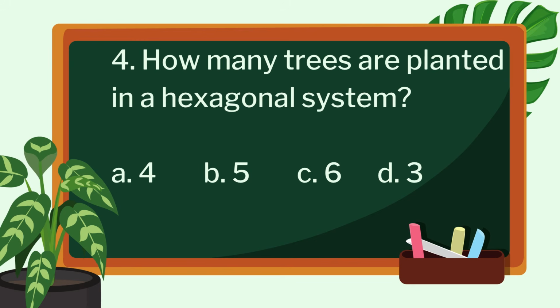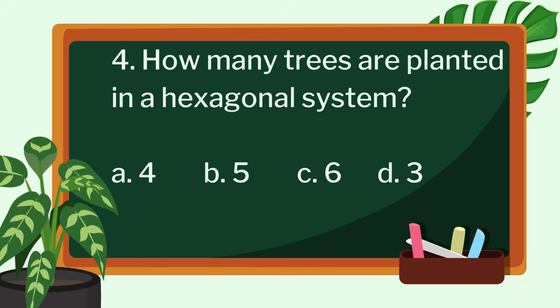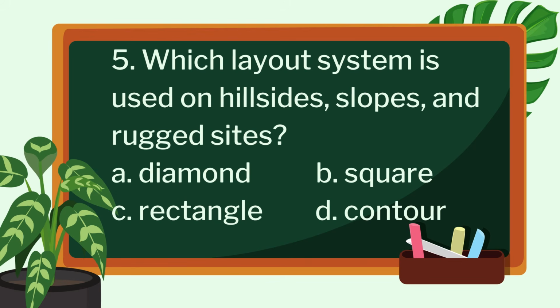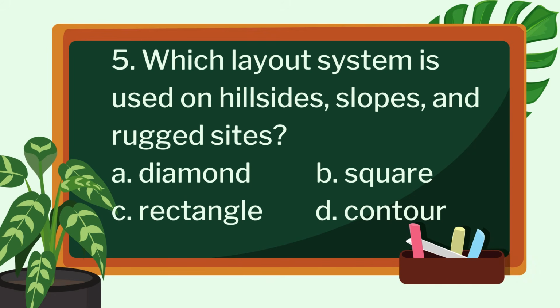Number 4. How many trees are planted in a hexagonal system? The correct answer is letter C, 6. Number 5. Which layout system is used on hillsides, slopes, and rugged sites? Correct answer is letter D, the contour system.